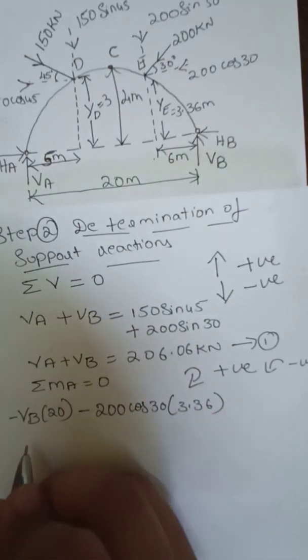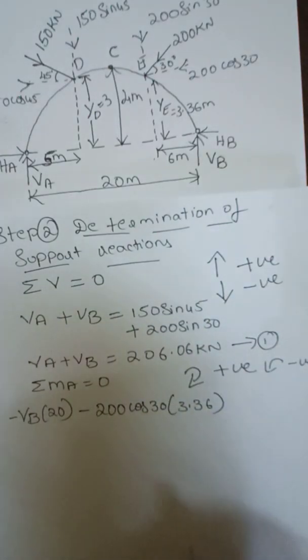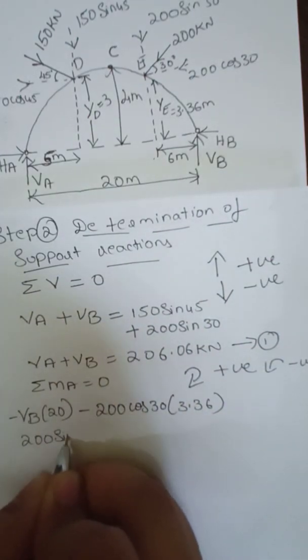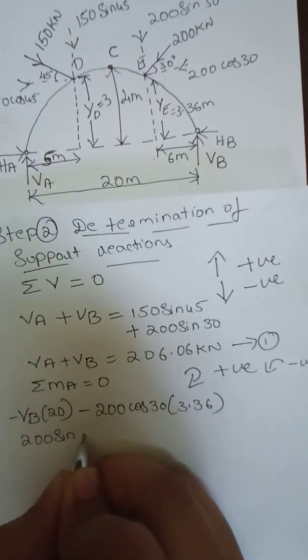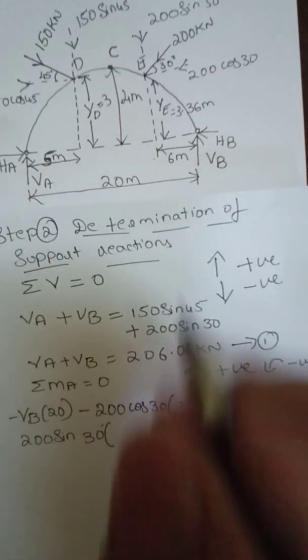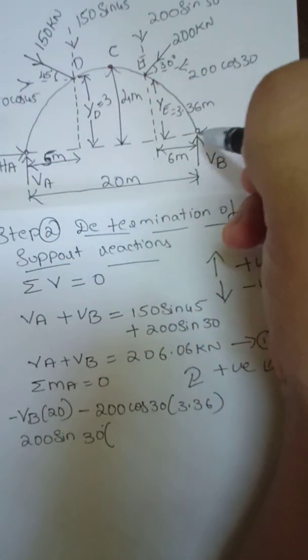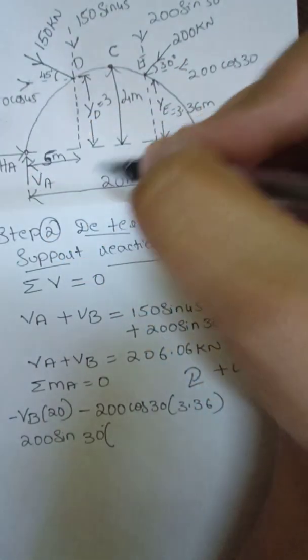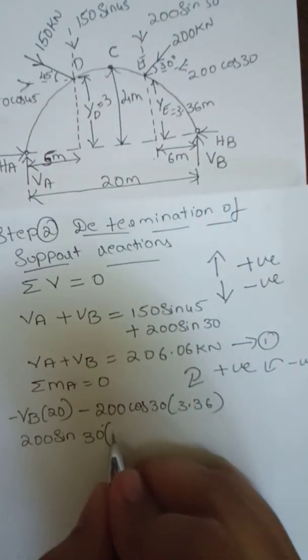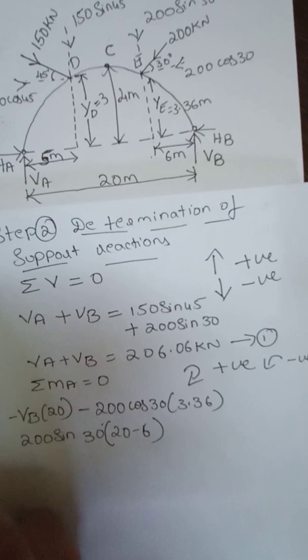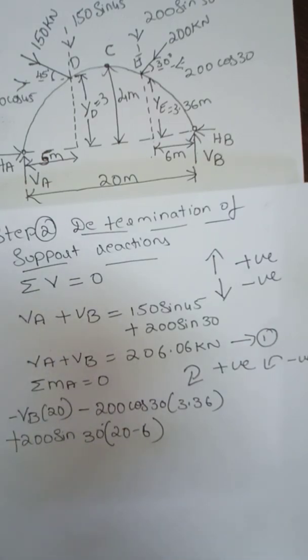And then one more, we have the sine component of 200. So it is 200 sine component of 30 into the perpendicular distance. The overall distance is 20, and this will be 6, so the remaining distance is 20 minus 6, which is equal to 14 meters. So 14 meters, which is going in the clockwise direction. Hence it is considered positive.